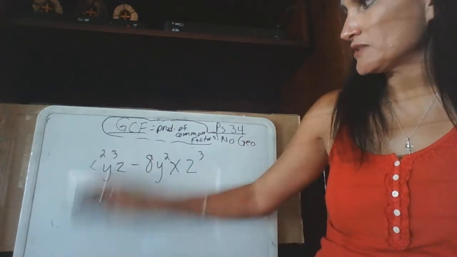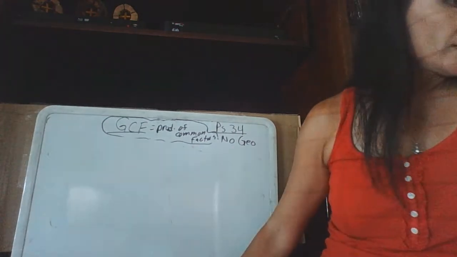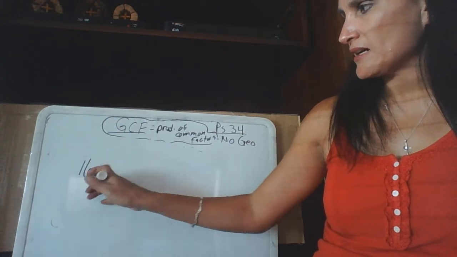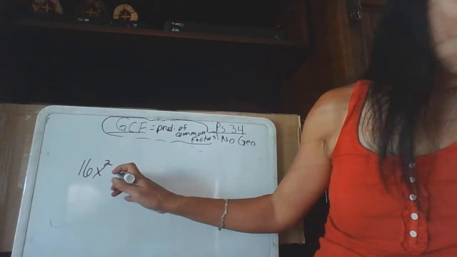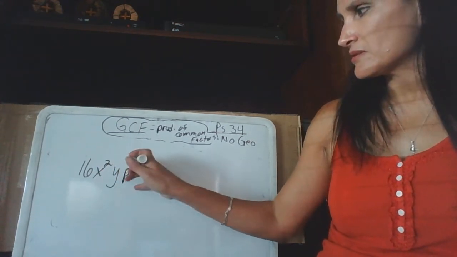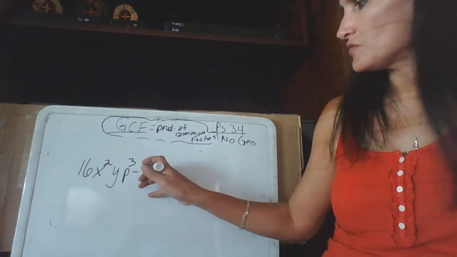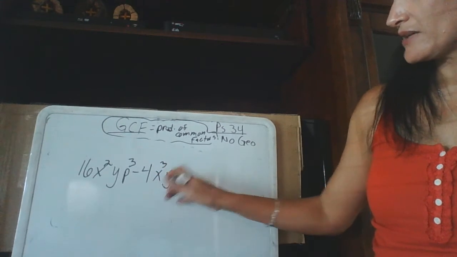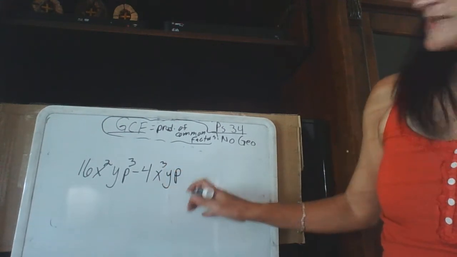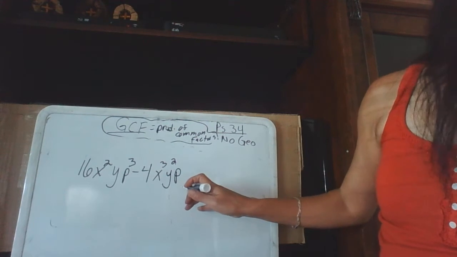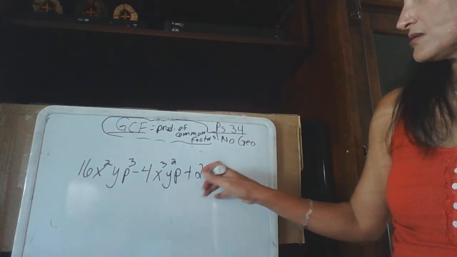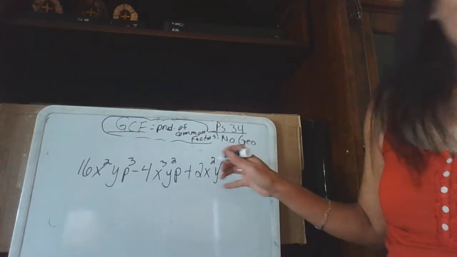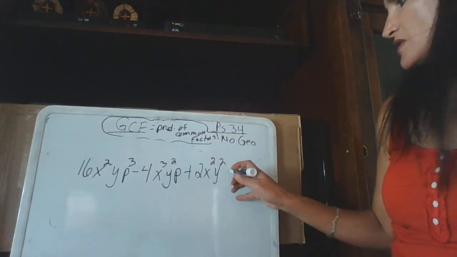Okay, one last one. And then hopefully that will get you started on the homework. The next one says, find the greatest common factor of 16x squared y p to the third, and negative 4x to the third y squared p, plus 2x squared y squared p to the 15th power.